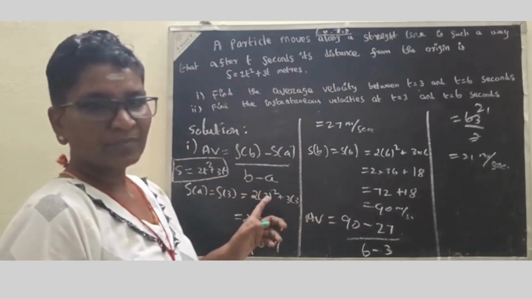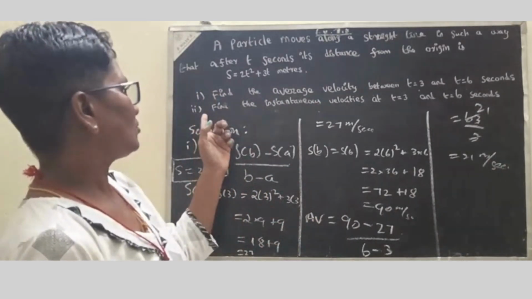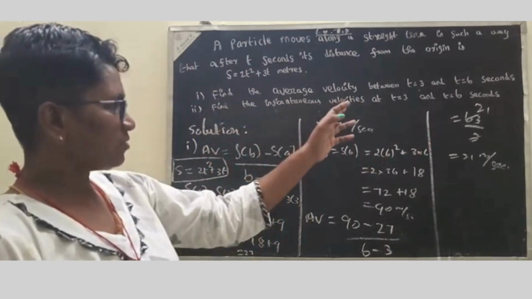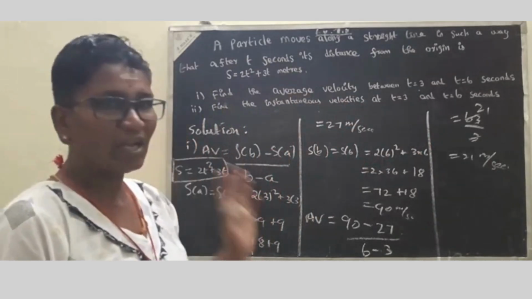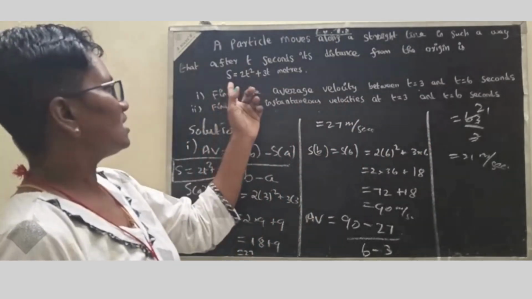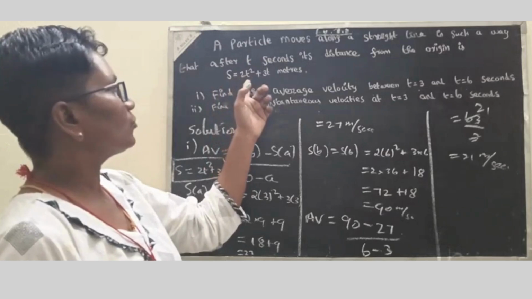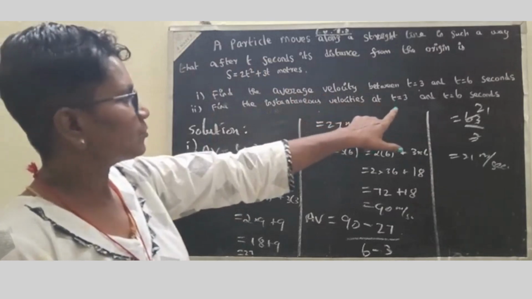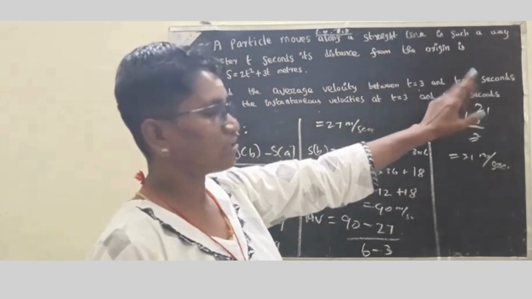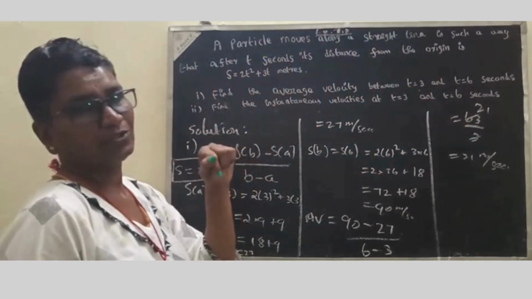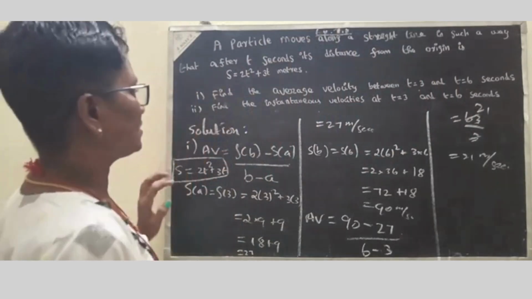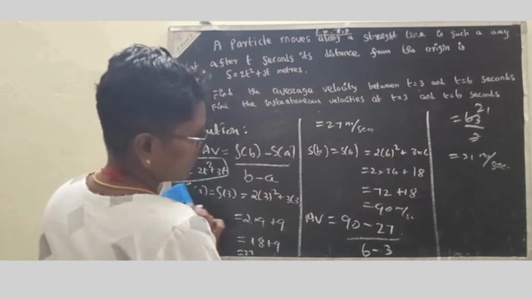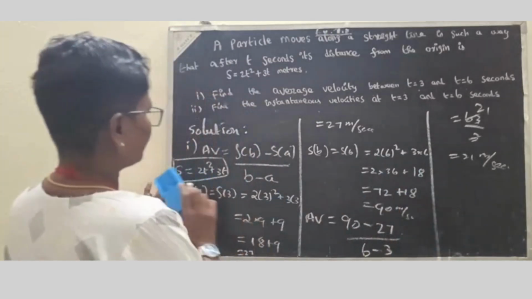Have you understood? Now we are going to do the second option, that is, find the instantaneous velocity. Instantaneous velocity means we are supposed to find the velocity for this given equation. The displacement is given by s = 2t² + 3t. We have to find the velocity, then substitute the values t = 3 and t = 6 in our velocity. Let us rub the board and then we will find the velocity. Okay, please take down these notes.